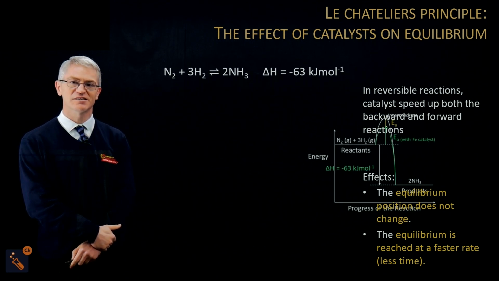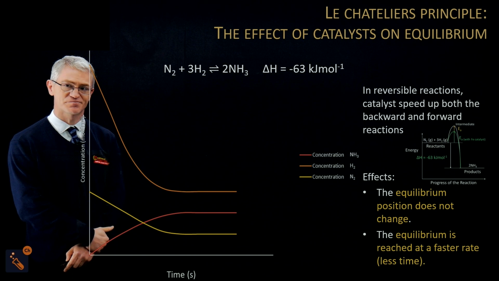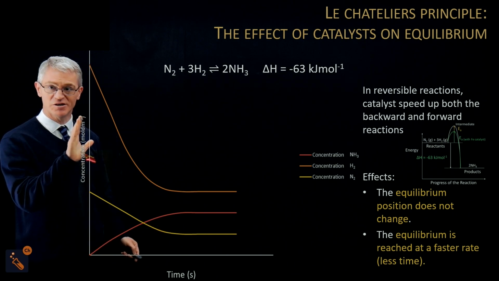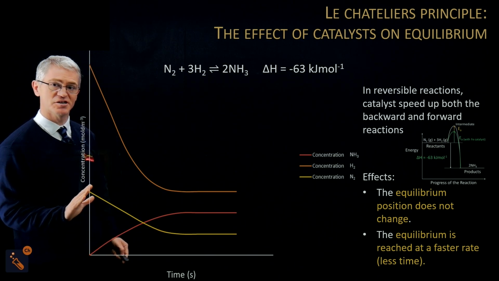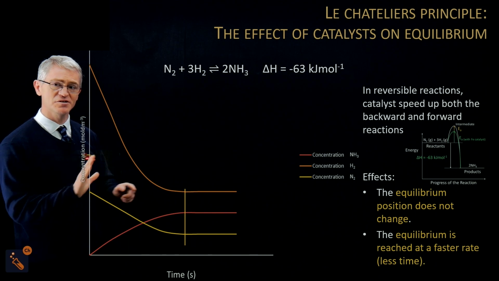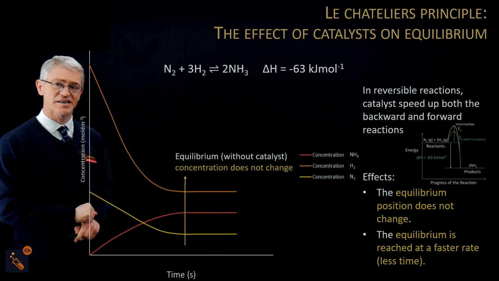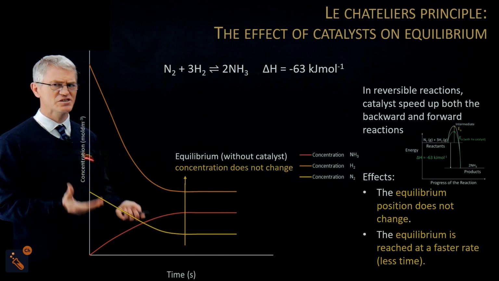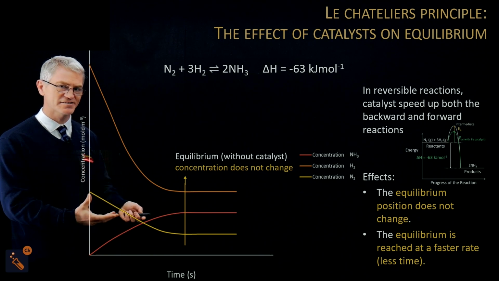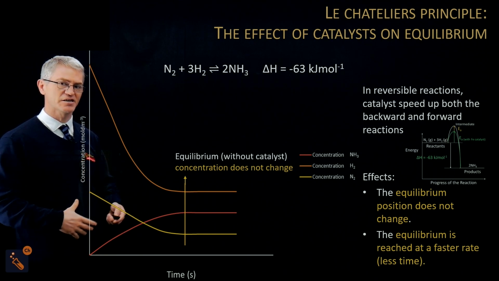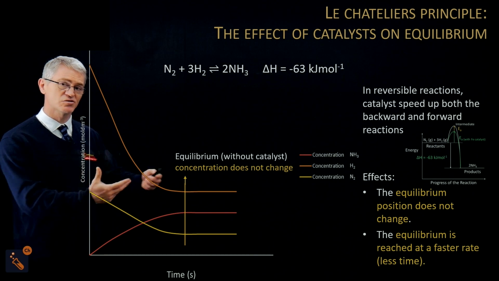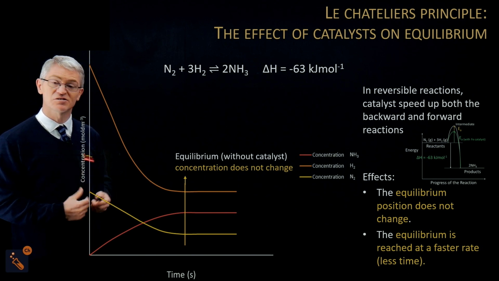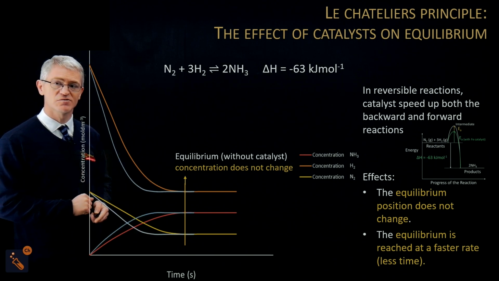So we'll show you this in a pictorial form here. So here is the graph from earlier, which is the Haber process. And we know it took that amount of time to get to equilibrium without the catalyst, where the concentrations are not changing. So could you redraw this, but with a catalyst? Okay, so if you want to, stop the video and try and do it now, to test yourself. But we're going to do it here.